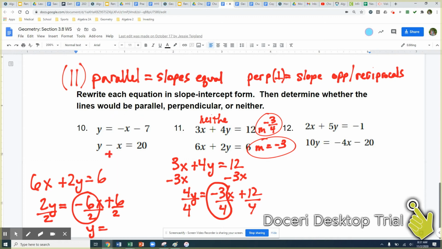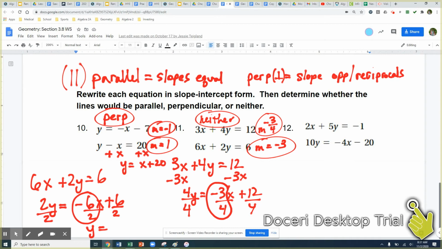All you have to do to get in slope-intercept form is add this x over. Then we get y equals x plus 20. So this one has a slope of -1. This one has a slope of 1, which those are opposite reciprocals. So this one should have been perpendicular. My fault on that one. I was thinking about the wrong problem there. So that one would be perpendicular. This one would be neither. And it looks like the last one would probably be parallel.